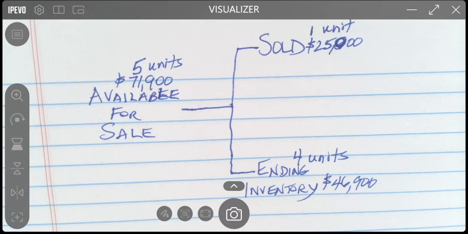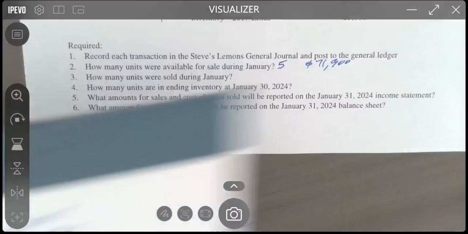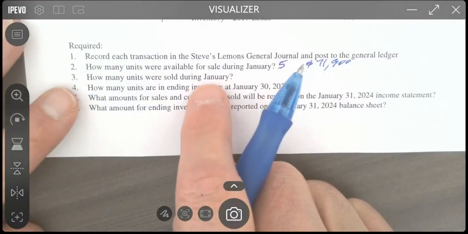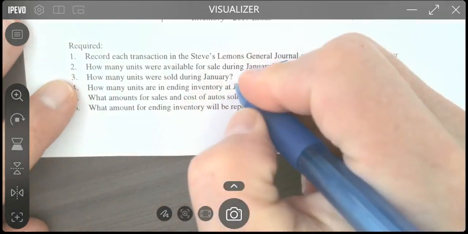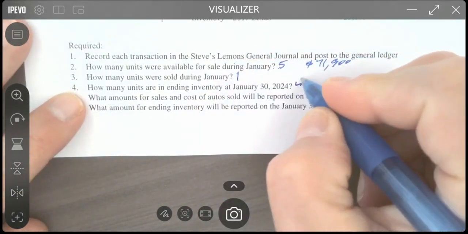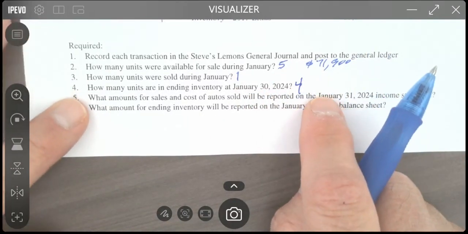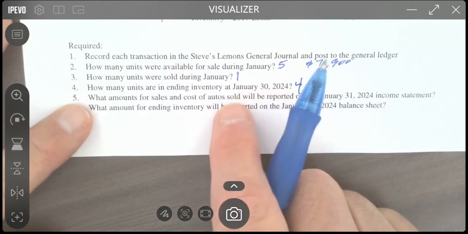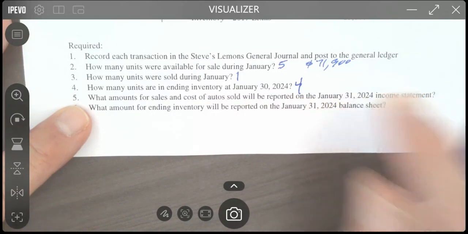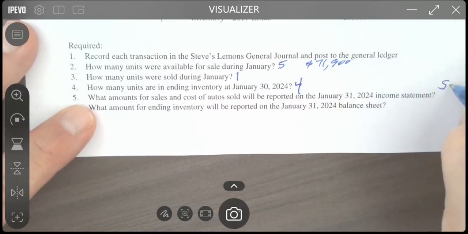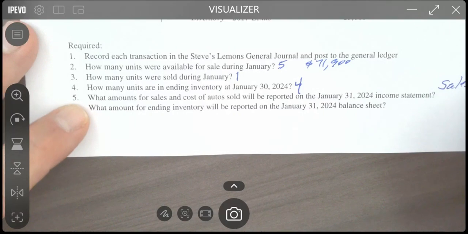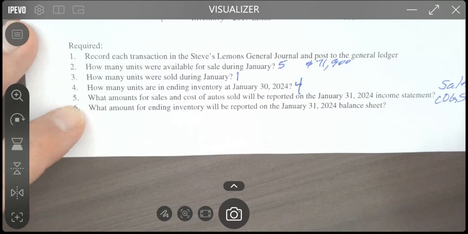All right. So how many sold? 1. How many units in ending inventory? 4. And again, I'm just writing here what I wrote on that page that I just took away. What amounts for sales and autos sold will be reported? So sales of the 30,000 that we sold the Lexus for. Cost of goods sold is $25,000, and the gross profit for the company is $5,000.